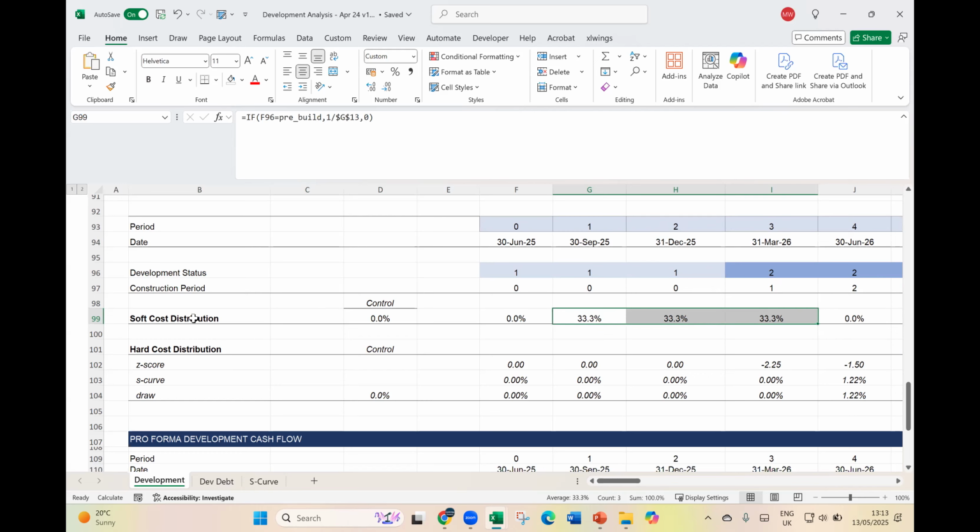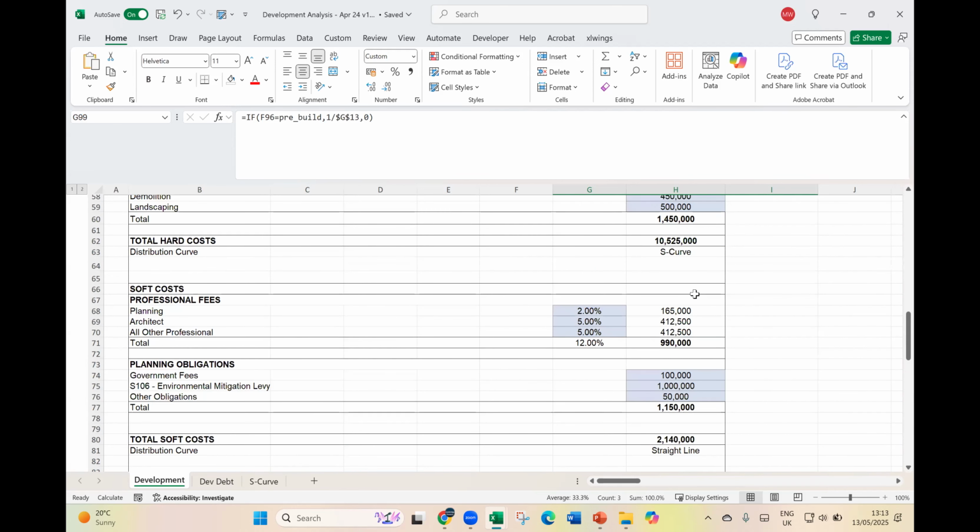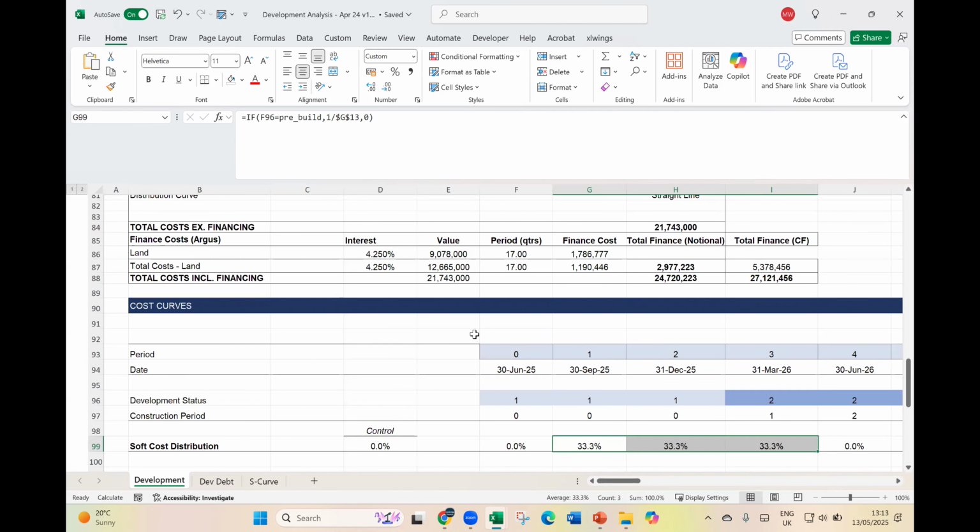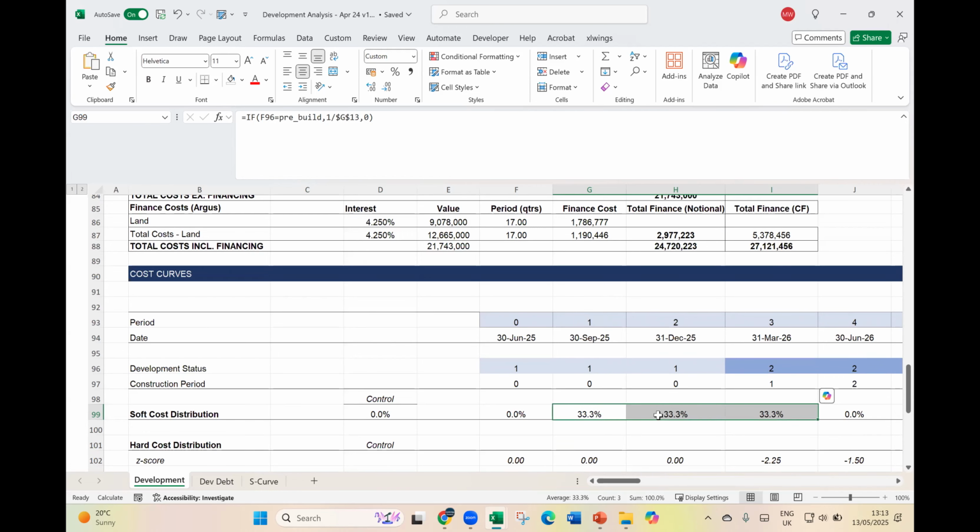So here we're distributing the soft cost 33% across 3 periods. Yeah, so then they add up to 100%. And then the way to do this is just say, okay, if you are here, our soft cost assumption is pretty much like this: professional fees and planning obligations, and they always come before you actually start the construction, right? So therefore they come here in the beginning of the cash flow of your development.